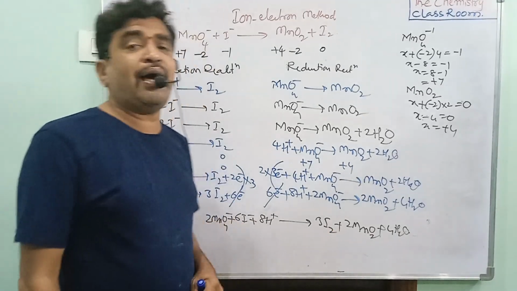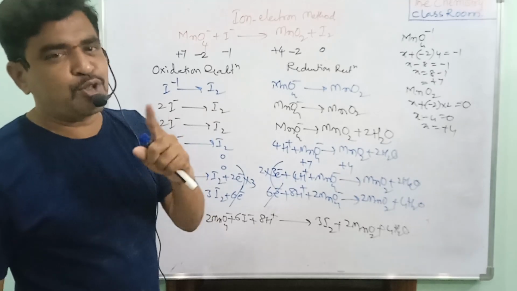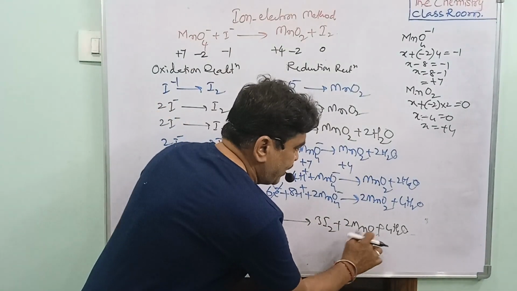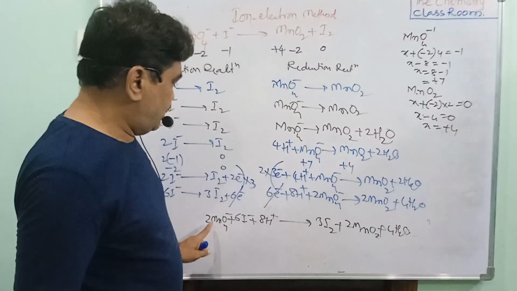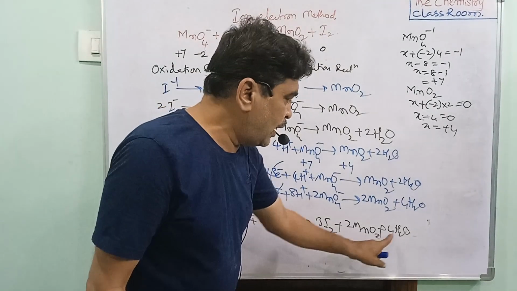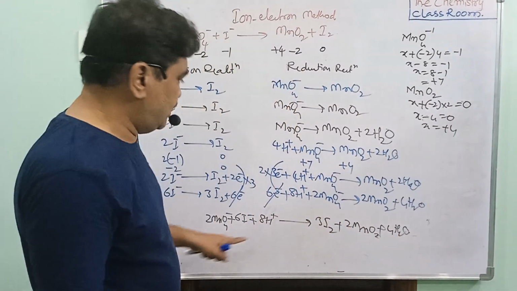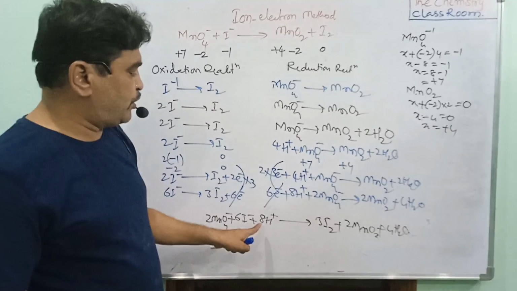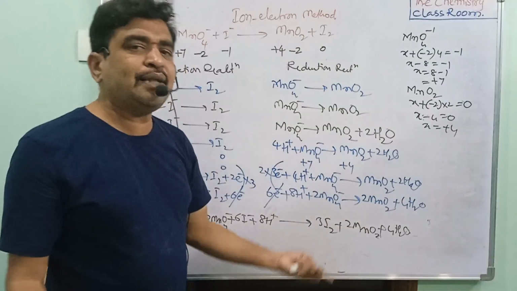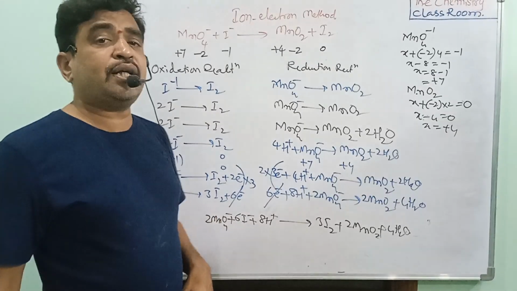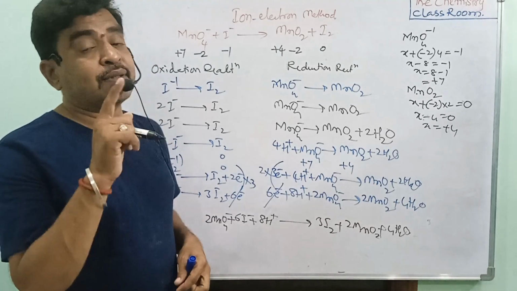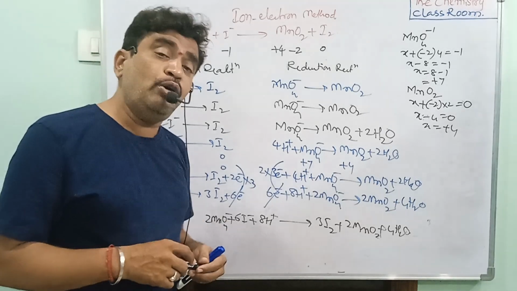The atoms are balanced and the charges are also balanced. Here you see 2 Mn, and this side also 2 Mn. For the oxygens, 2 into 4 is 8 oxygens, and on the other side 2 plus 4 is also 8 oxygens. 4 into 2 gives 8 hydrogens, and this side also has 8 hydrogens. 6 iodines, and 3 into 2 is 6 iodines. That means the reaction is a completely balanced equation. The atoms are balanced, and at the same time the charges are also balanced.